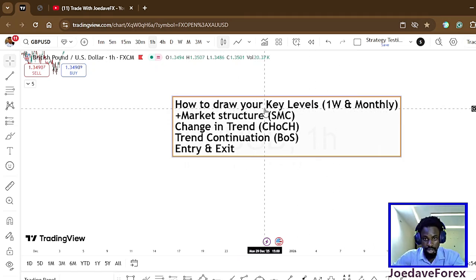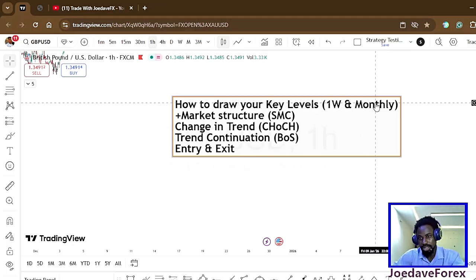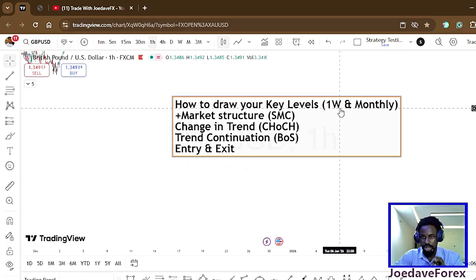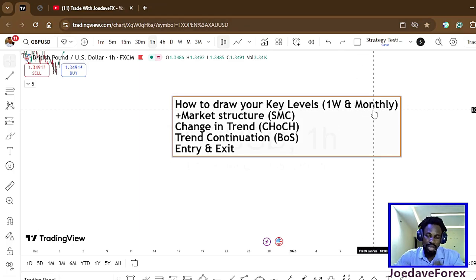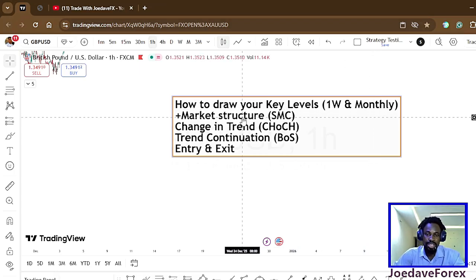In today's video, we want to talk about how you draw your key levels from the higher time frame using the weekly and the monthly time frame. We are going to be drawing our key levels on the weekly or on the monthly time frame. So this is where we actually draw the key levels. Then we trade it with the smart money concept using the market structure.